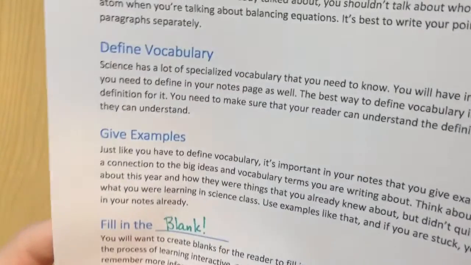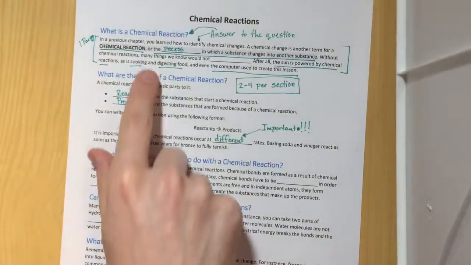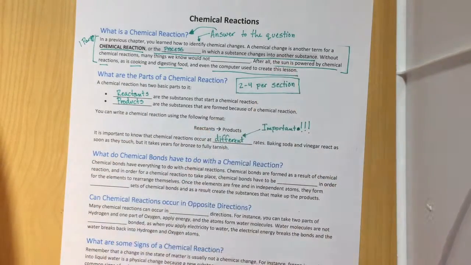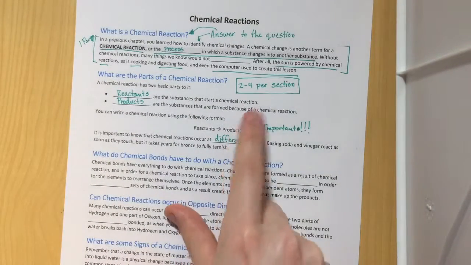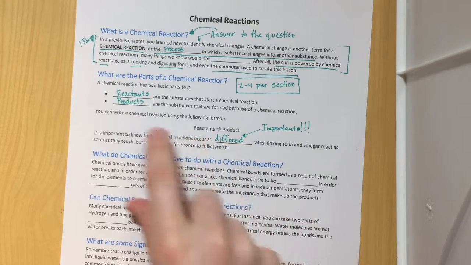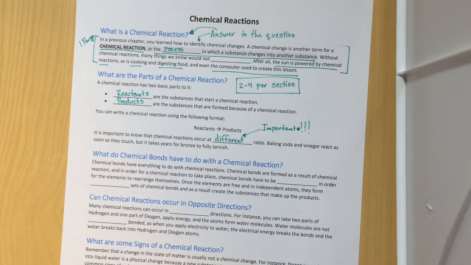Then you want to give examples in your paragraph so the person can understand it with real-life examples. And finally, fill in the blank. You want to make sure your blanks, 2 to 4 per section, are important terms that you want people to know. So there you go.